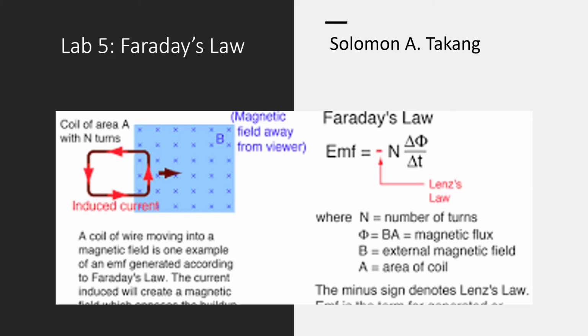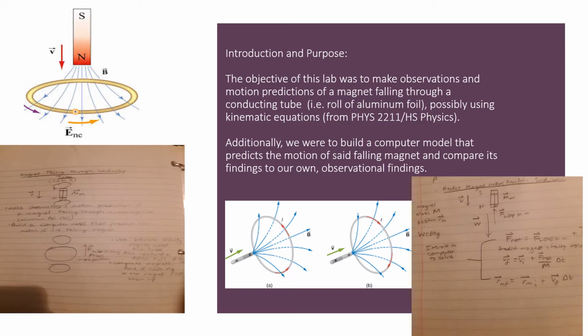This is the fifth and final lab presentation of the semester, and it deals with Faraday's law. The introduction and purpose of this lab was to make observations and motion predictions of a magnet falling through a conducting tube, for this scenario an aluminum foil, possibly using kinematic equations either from Physics 2011 or high school physics. Additionally, we were to create a computer model that predicts the motion of said falling magnet and compare its findings to our own observational findings.